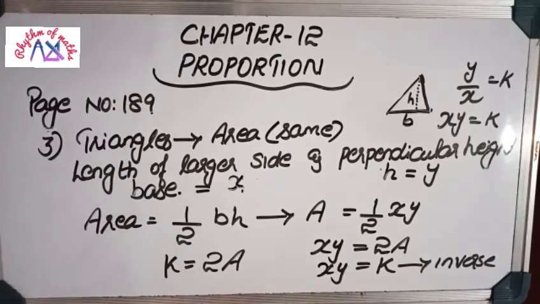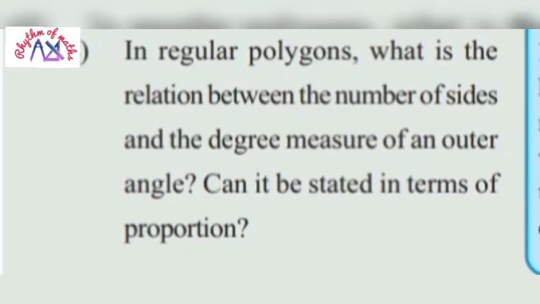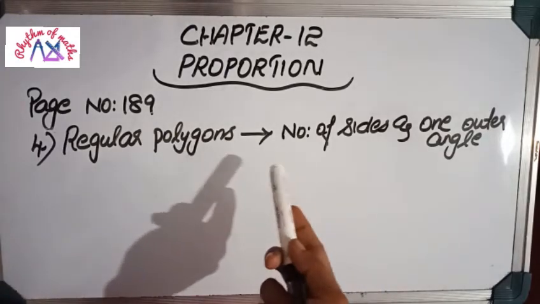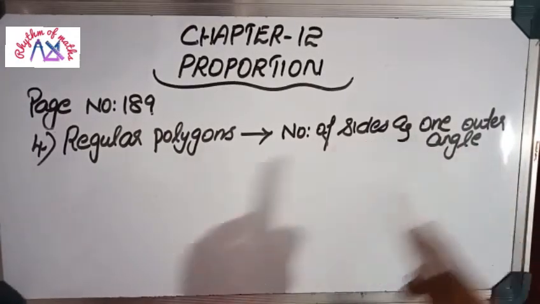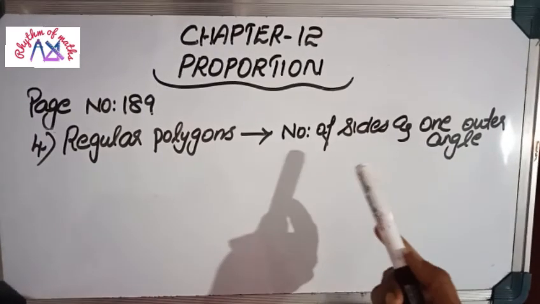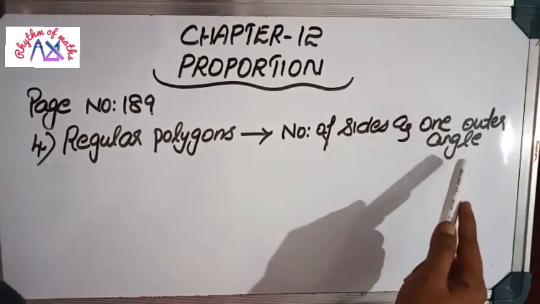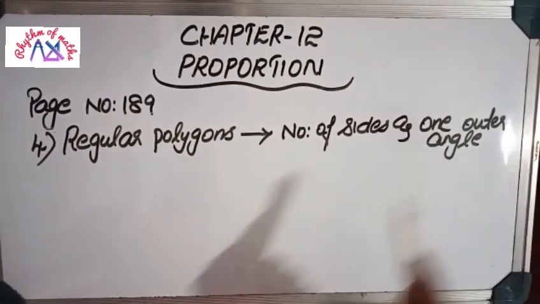Okay, now let's do the fourth one. In regular polygons, what is the relation between the number of sides and the degree measure of an outer angle? Can it be stated in terms of proportion? In the fourth question, we need to consider regular polygons. We need to consider all the regular polygons, and check any relation between the number of sides and one outer angle. That is the question.